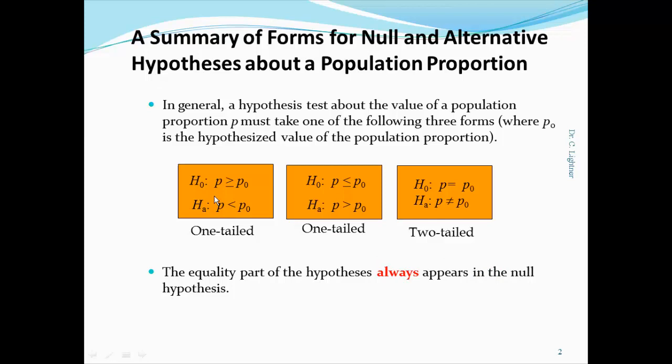In the first case, our null hypothesis is P is greater than or equal to P0, and our alternative is P is less than P0. In the second case, our null hypothesis is P is less than or equal to P0, and our alternative is P is greater than P0. And in our third case, our null hypothesis is P equals P0, and our alternative hypothesis is P does not equal P0.